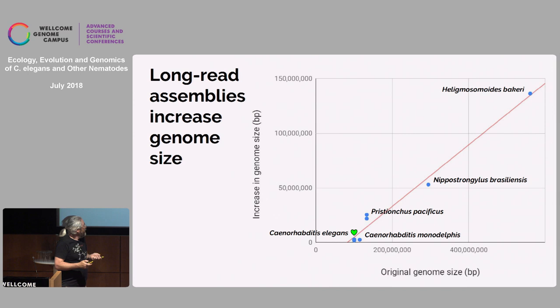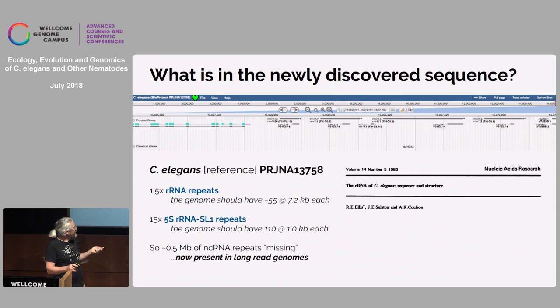here's another paper by John Sulston and Ron Ellis, talking about the ribosomal DNA of Caenorhabditis elegans. They describe very carefully in sequence the ribosomal RNA cistron of C. elegans and also counted it. And there are 55 copies. But in the published sequence, in the WormBase reference, there are 1.5 copies because it's the same sequence repeated many times. There's the 5S ribosomal RNA SL1 repeat sequence, which John Sulston showed should be about 110 of them, but there's only 15 of them in the genome. So this is half of the 2 megabases that is now present in the revised PacBio genomes.